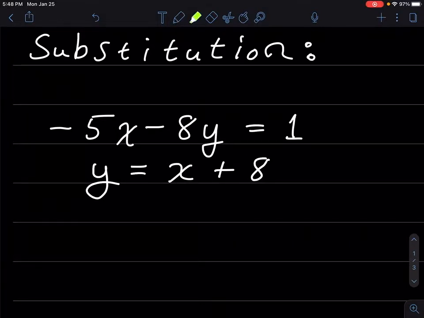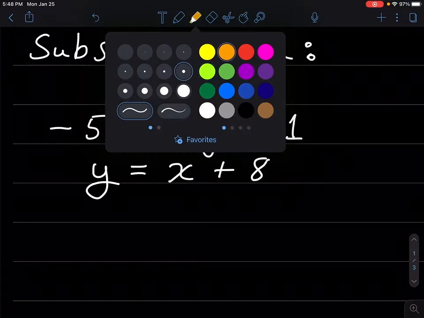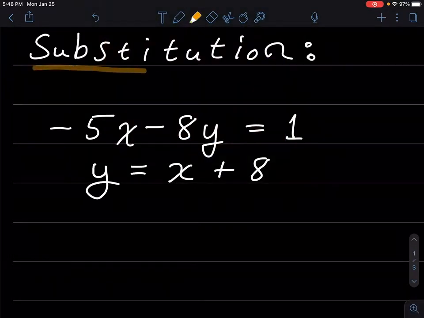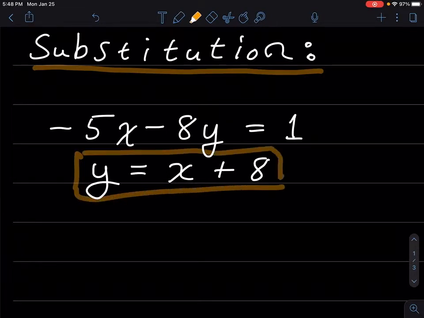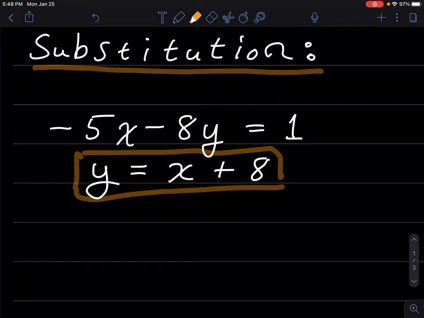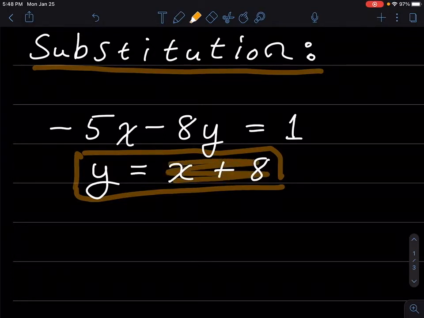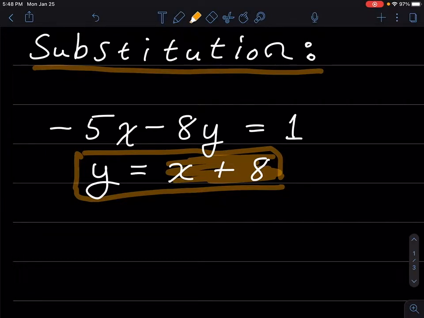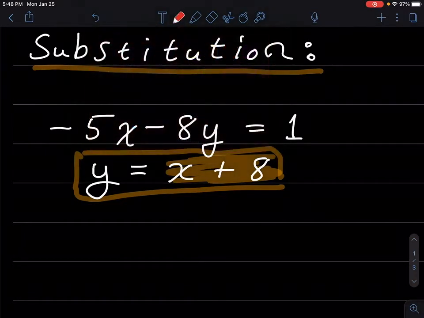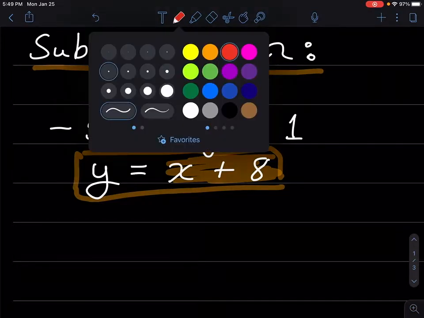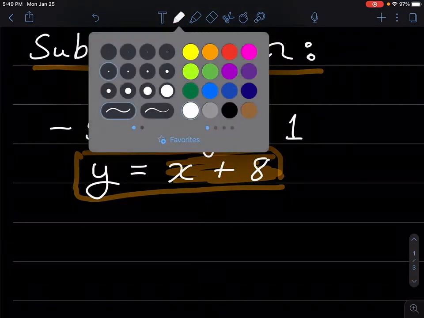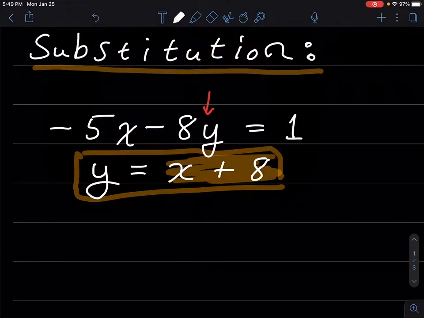So you'll recognize an equation that can be solved using substitution when you see one equation is already solved for a variable. So, because y is equal to the quantity x plus 8, we can now substitute into the y variable in the first equation the quantity x plus 8. In that way, we will have an equation that has only one variable.